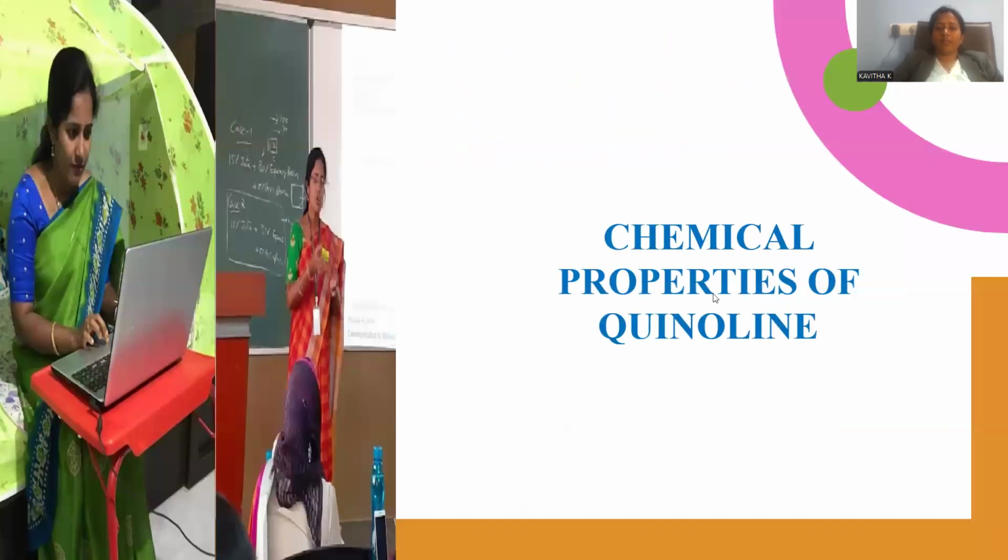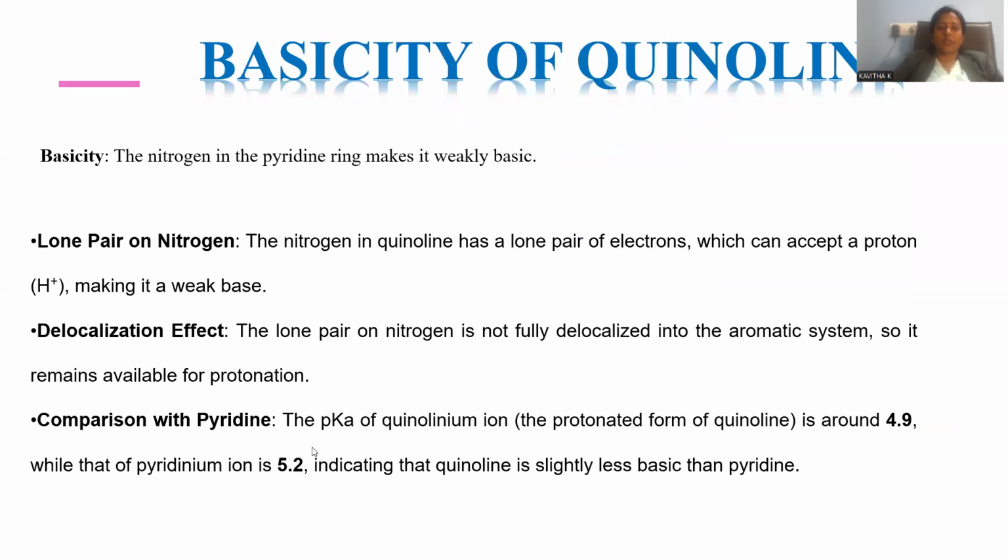And let me discuss the chemical properties of quinoline. Quinoline is basic in nature, being pyridine-like in resemblance. A pyridine skeleton is present within the molecule. That's the reason why, like pyridine, it is also basic, but in comparison to pyridine, its value is somewhat lesser.